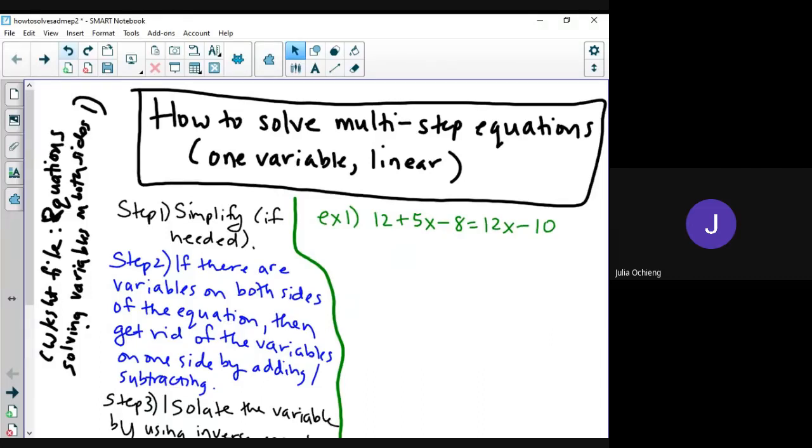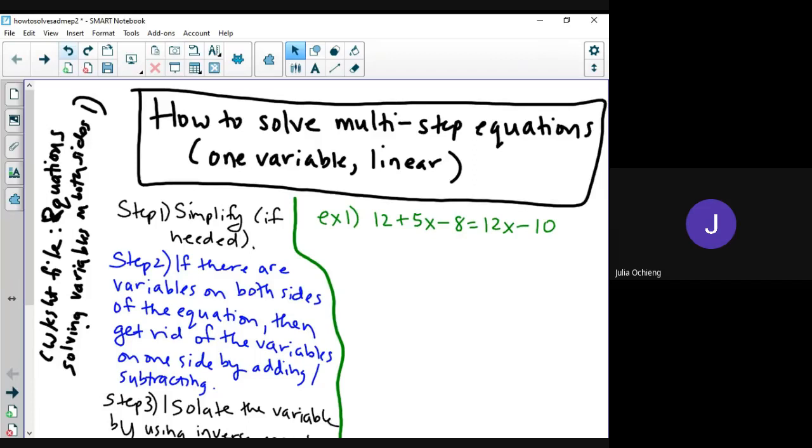This video is to help you know how to solve multi-step linear equations, and it assumes that you've already reviewed or refreshed yourself on solving multi-step equations. There is a video on this already, so if you haven't seen that, you want to do that. It assumes that you've already done that and are ready for a longer equation.